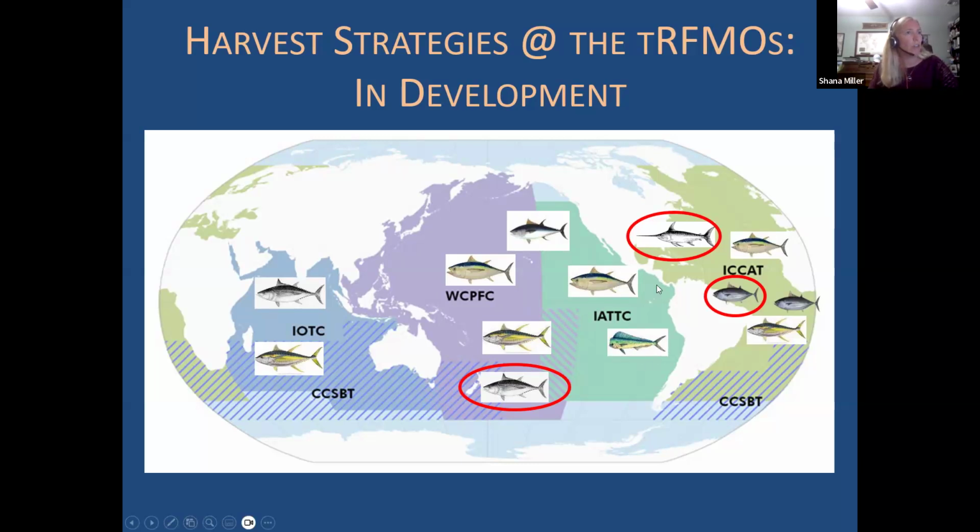And just to note that, not only are we seeing harvest strategies adopted for tuna, but we see swordfish, mahi, and there's even some preliminary work being done on blue sharks.